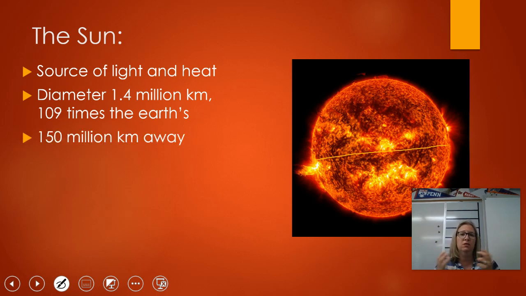The reason it doesn't look huge in the sky, I mean, it's a lot bigger than the other stars, because those are so far away. But the reason it's even as small as it is, is because it's 150 million kilometers away from the Earth. Now, that's a really big number.